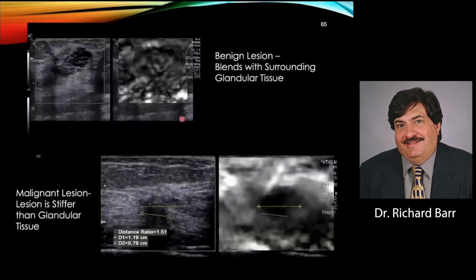So I have now become smarter. And again, it's always good to learn from your mistakes. Hypoechoic lesion surrounded by glandular tissue.